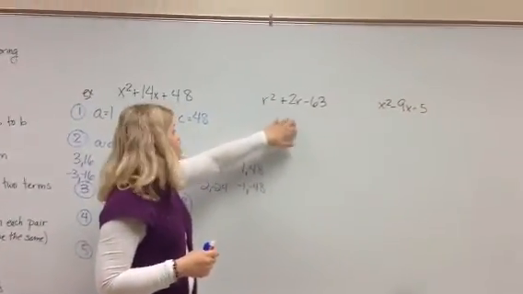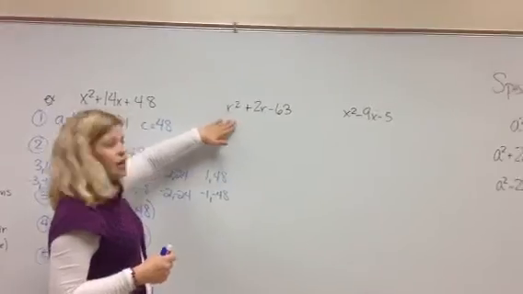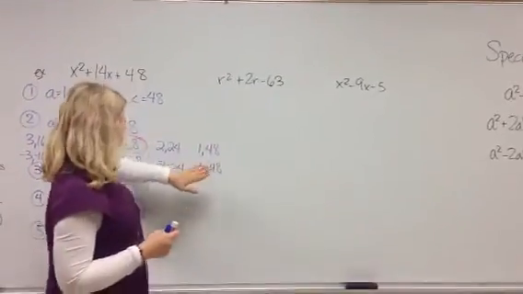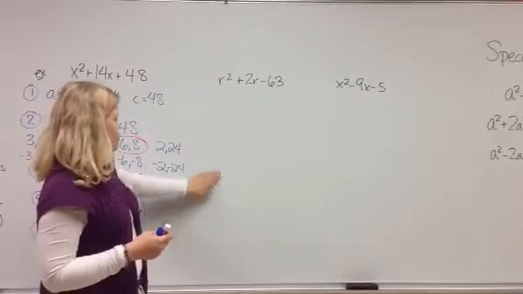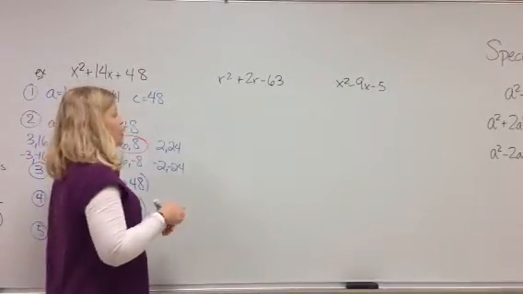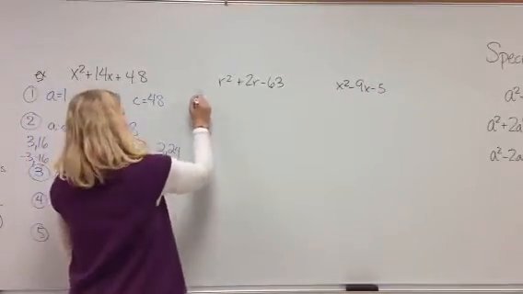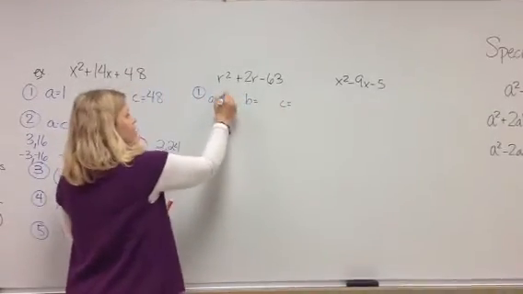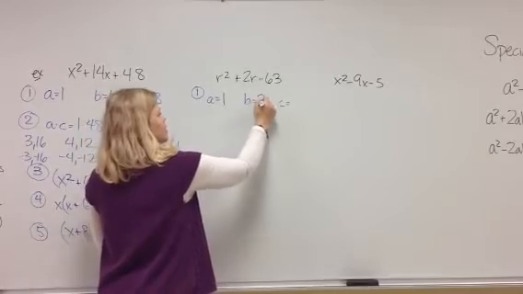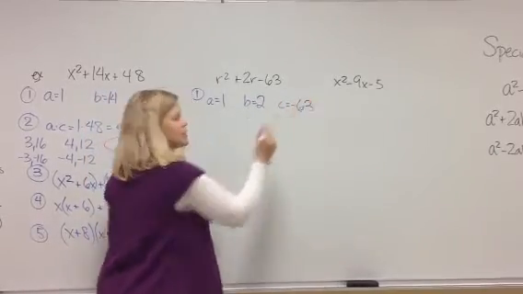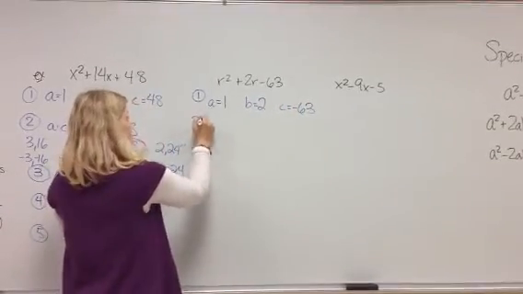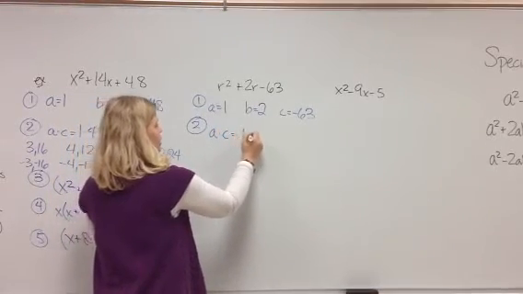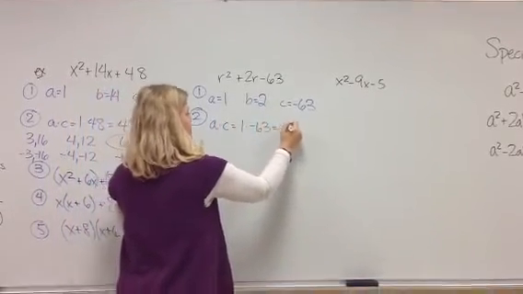This one looks pretty much like what we had before. We've got the r squared and 2r and a negative 63. I'm going to get rid of this now. All right, so first step, what is it? Find A, B, C. What's the A here? 1. What's the B? 2. And the C is negative 63. Next step, take A times C. So that's 1 times negative 63.